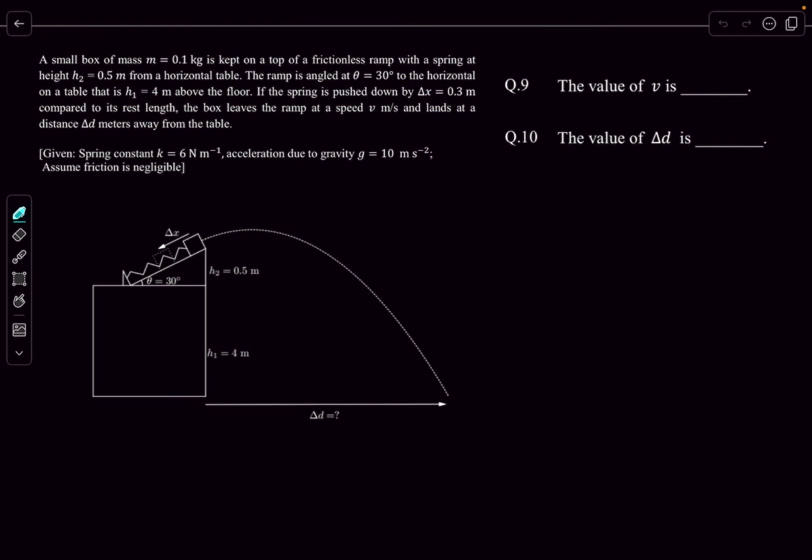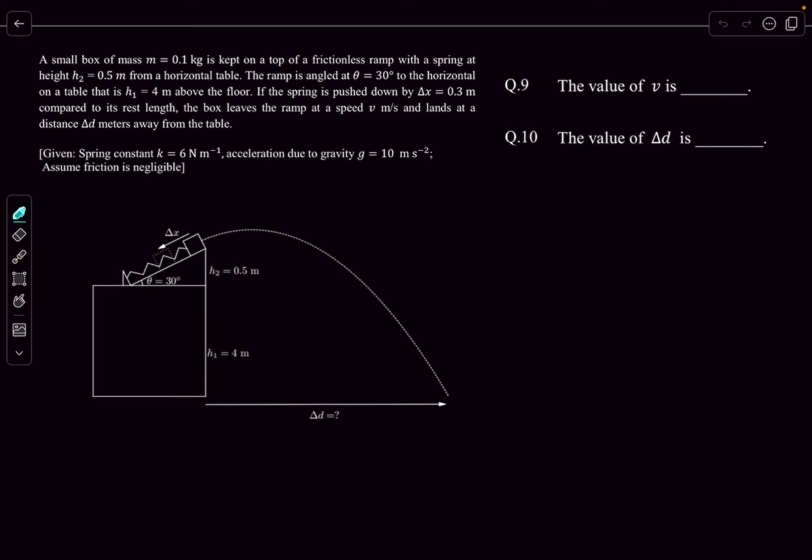So this is the next problem. We have a small box whose mass is m. It is kept on top of a frictionless ramp with a spring at height h2 from the horizontal table. The ramp is angled at 30 degrees to the horizontal, and h1 is given to be 4 meters. If the spring is pushed down by an amount of delta x compared to its rest length, so it was initially at the natural length, and then we pushed it by delta x and then it is left, the box leaves the ramp with some velocity v, and it lands at a distance of delta d meters away. So we have to figure out delta d and v.